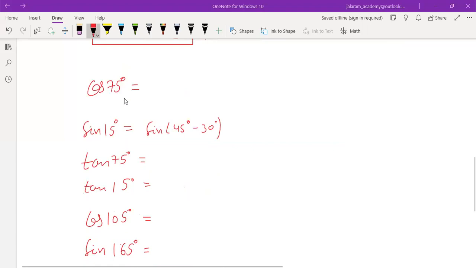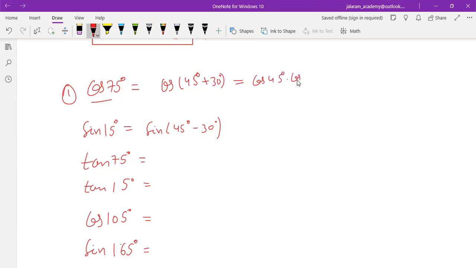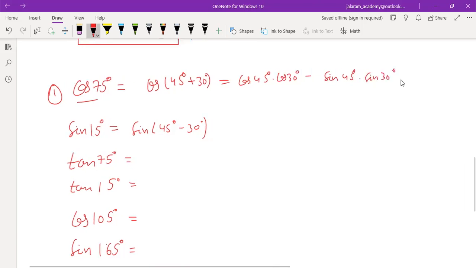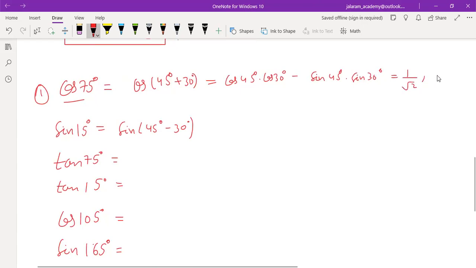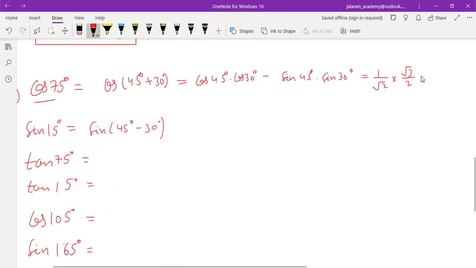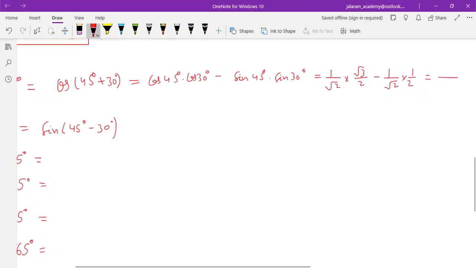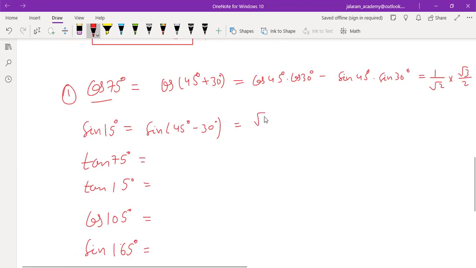So to solve the question cos 75 degree, first write cos 45 degree plus 30 degree. Use the formula cos A plus B, which is cos A cos B minus sine A sine B. Clearly, cos 45 degrees is 1 by root 2, cos 30 degrees is root 3 by 2, minus sine 45 degree 1 by root 2, sine 30 degrees 1 by 2. So LCM is again 2 root 2 and numerator is root 3 minus 1. And this will also give the same result, root 3 minus 1 upon 2 root 2.